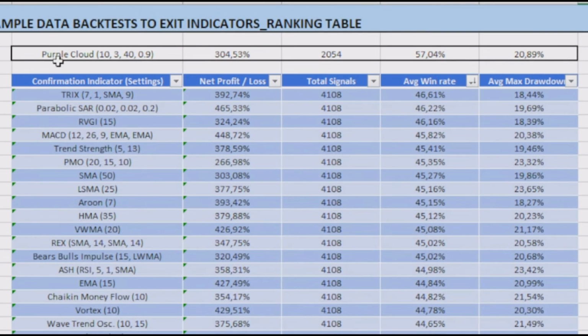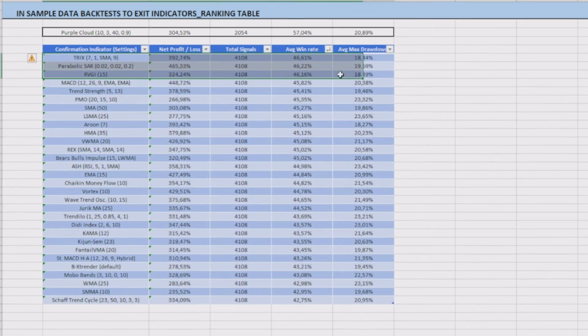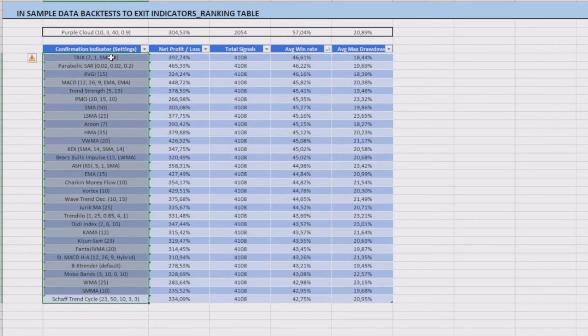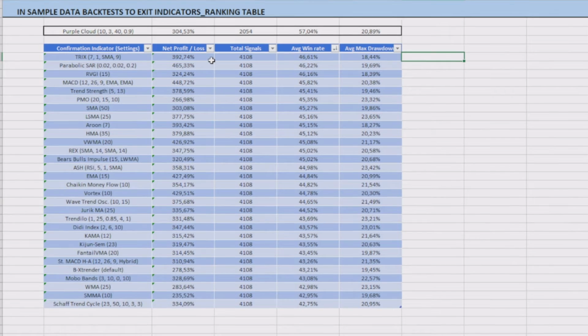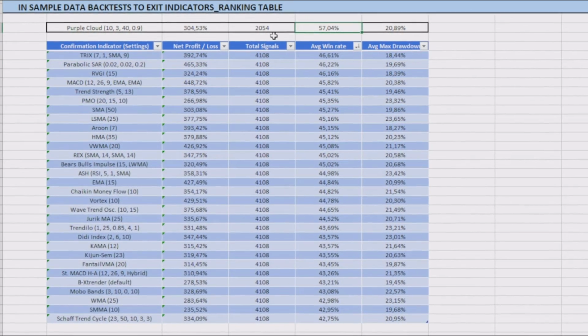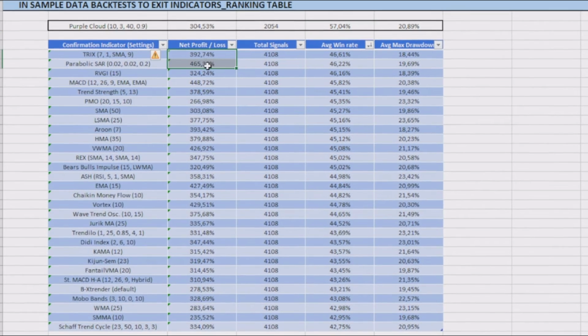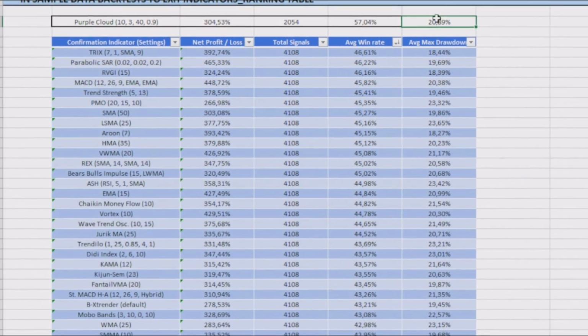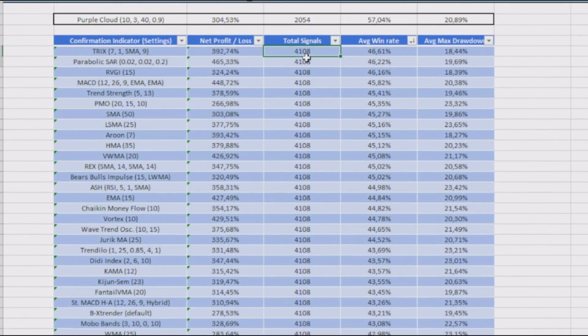Here we have the individual results of the purple cloud indicator with the fixed take profit, and down below we have the stats for each exit indicator I have tested, including the trailing stop loss. As you can see, although the win rate dropped, which is something absolutely normal, with some exit indicators the net profit increased and the drawdown decreased, just as I told you. Regarding the number of trades, they are the same ones.